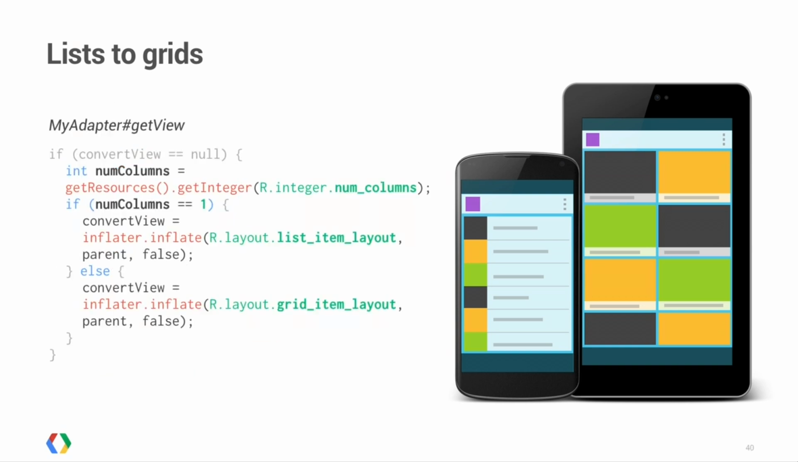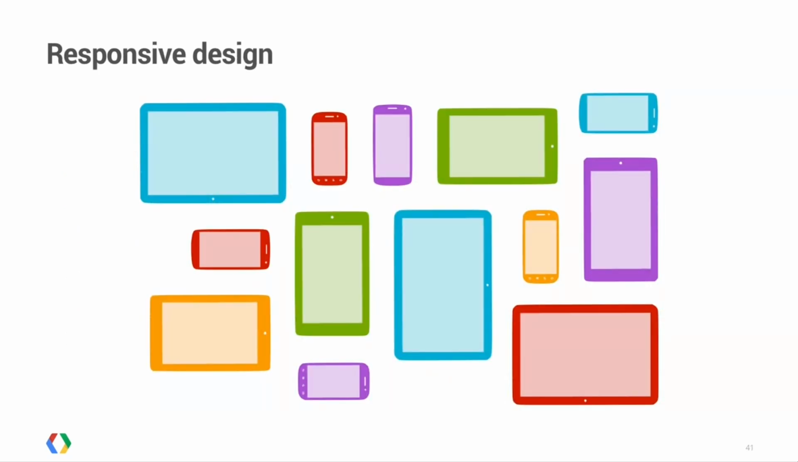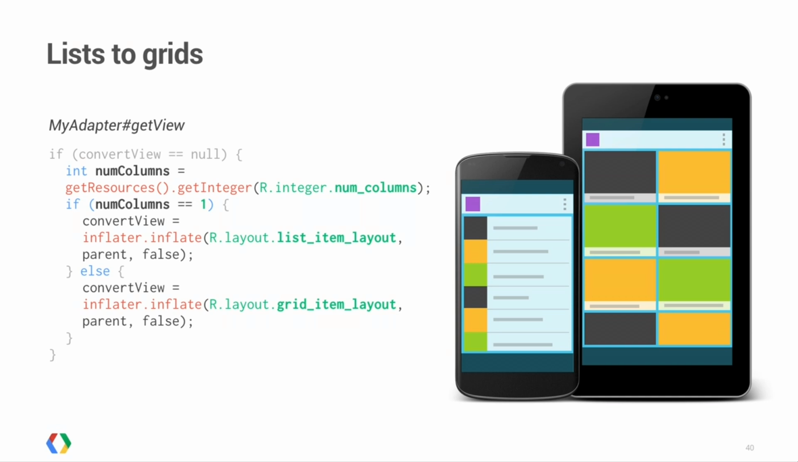You'll simply need to respect that change in your adapter. So in your adapter, you can query that very same integer resource, find out how many columns the grid view wants to use, and then inflate a different layout for the individual items. So it can either be a list style item if it's in single column, or a grid style layout if it's in multiple column view.